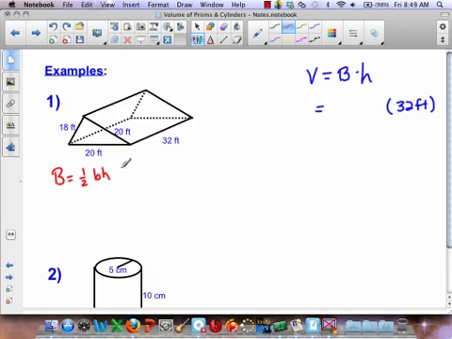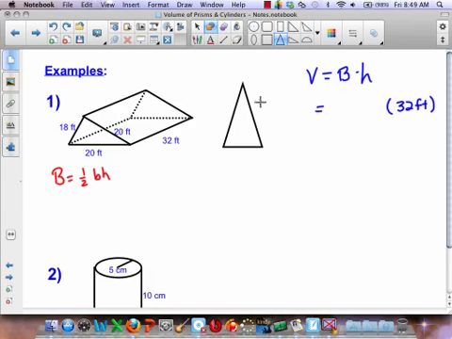Well, hold on. How would I figure that out? Is 20 the height? Well, if that was a right angle, I would say yes. But there's a slight problem. We can't assume that that's the right angle. Well, what type of triangle is this? It's isosceles. Okay. It's really important we recognize that.